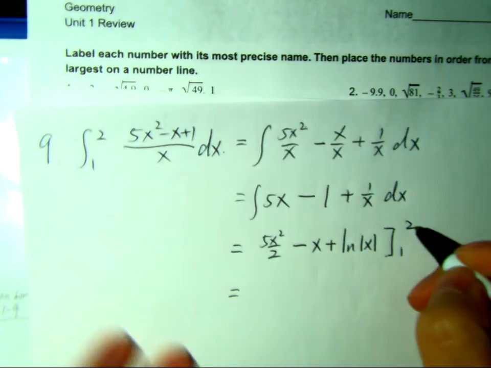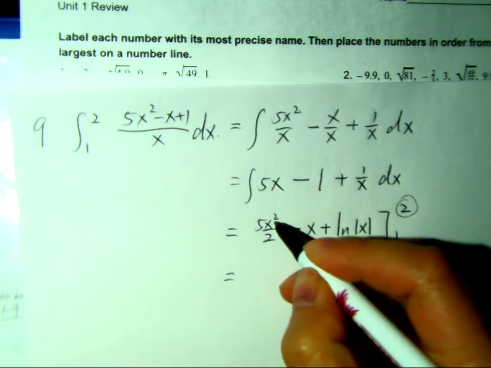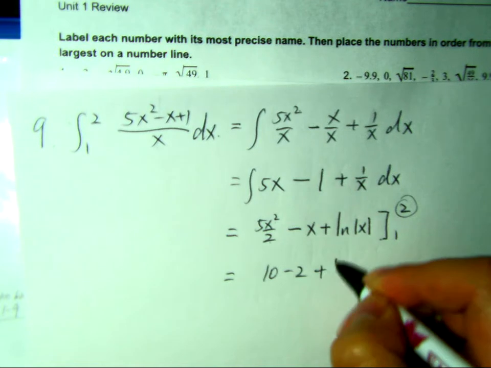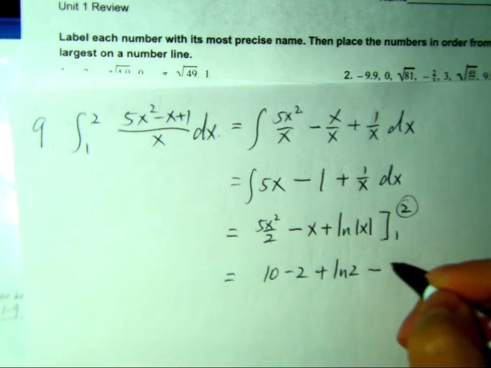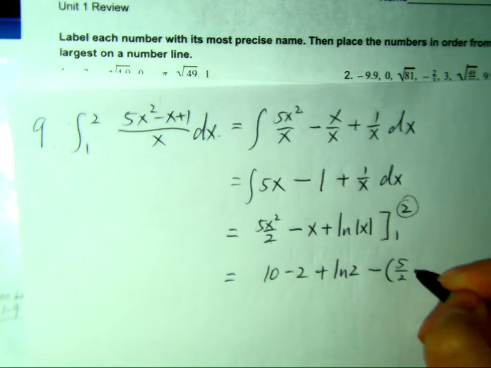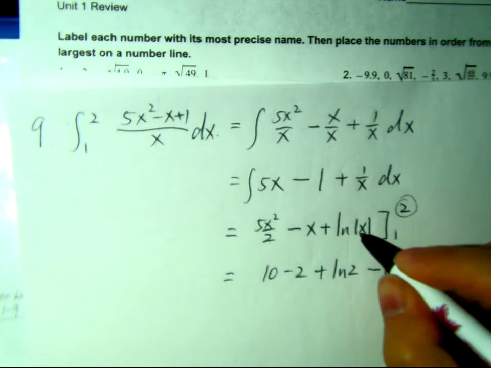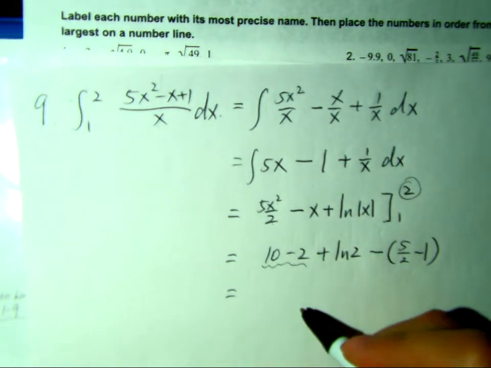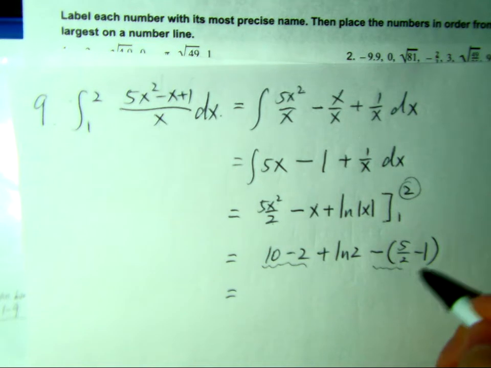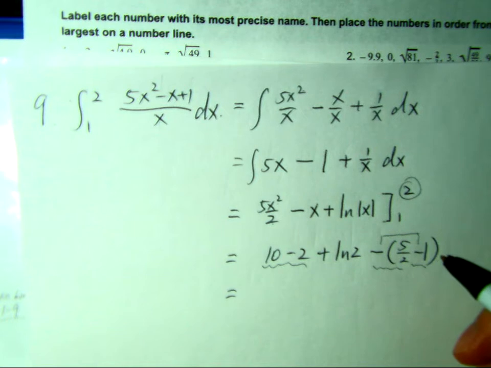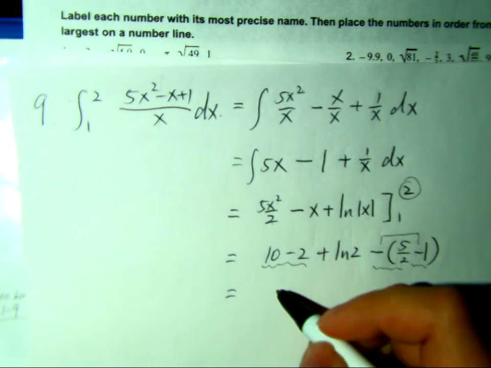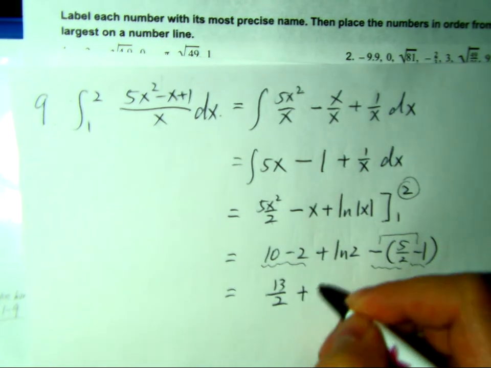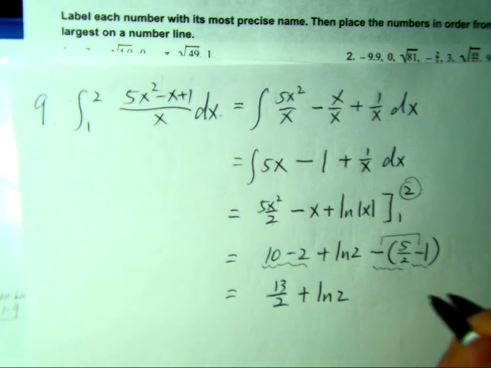So when we plug in 2, this will be 4 times 5, 20 divided by 2, 10, minus 2 plus natural log of 2. Subtract. When we do 1, that's 5 over 2 minus 1 plus natural log of 1, which will be 0. And then we do 10 minus 2 minus 5 over 2 plus 1, because negative will be plus. And after we've done this, you're going to have 13 over 2, and then plus natural log of 2. So that will be our final answer.